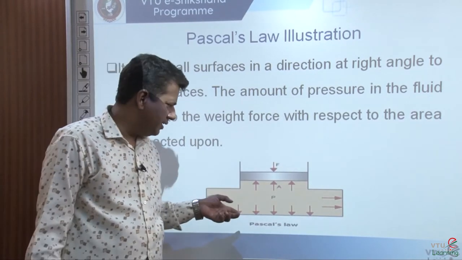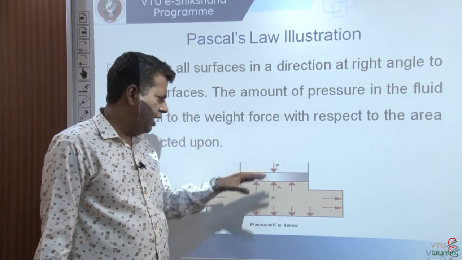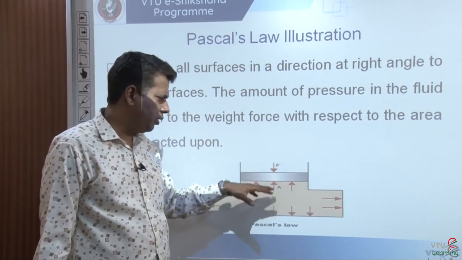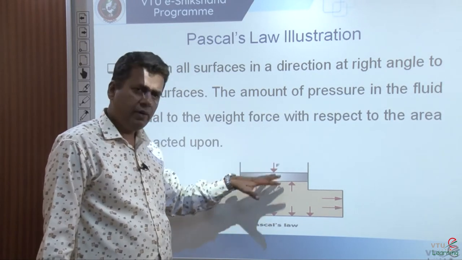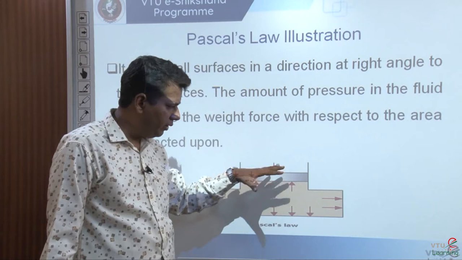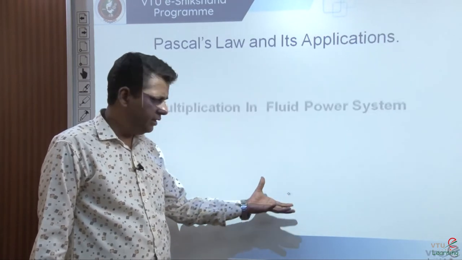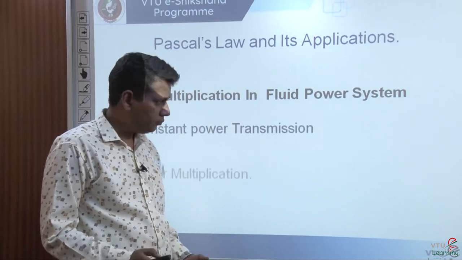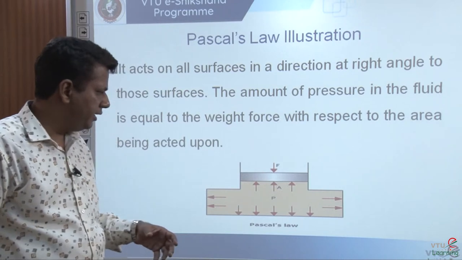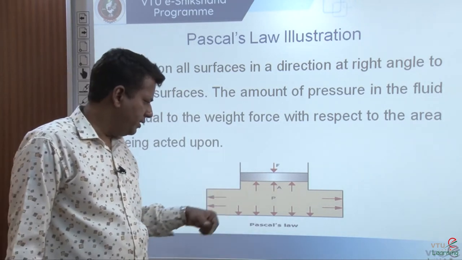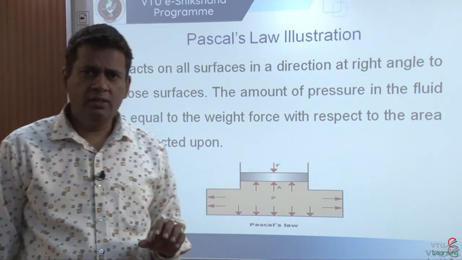You can see from the sketch here, this is a cylinder filled with a pressurized fluid and a piston is reciprocating and the force is applied. You can apply the force from the top, so you are compressing the fluid. Once you compress the fluid, the pressure inside the fluid increases. Now what is happening? The pressure is exerted on the walls of the cylinder.